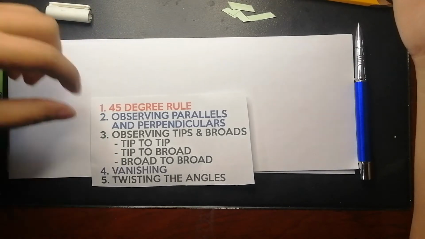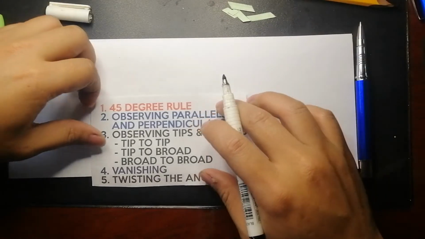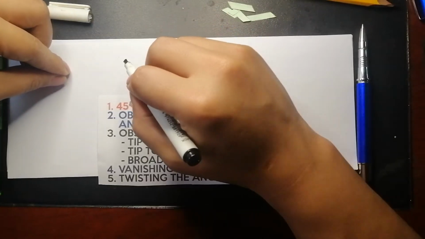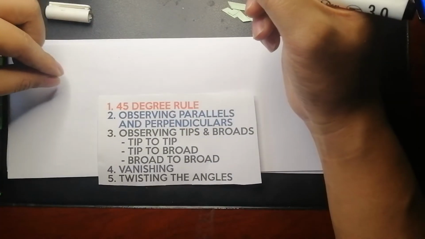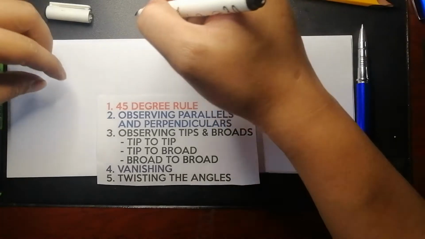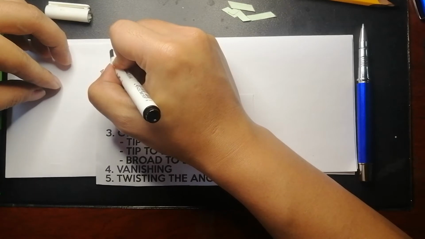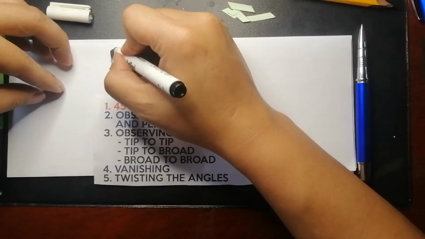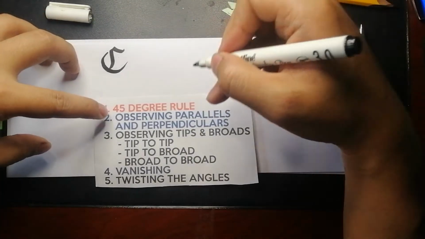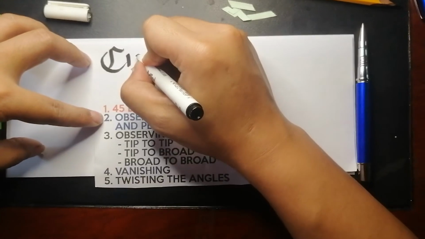Okay? So, we'll observe the 5 rules while writing a word para ma-review natin. Okay. So, number 1 rule, dapat palagi naka 45 degrees. Number 2, dapat i-observe natin yung parallels and perpendiculars. Okay, so let's start. Let's write a word. Calligraphy. Okay, so 45 degrees siya. Yan, and then we observe parallels and perpendicular. So let's write letter A.